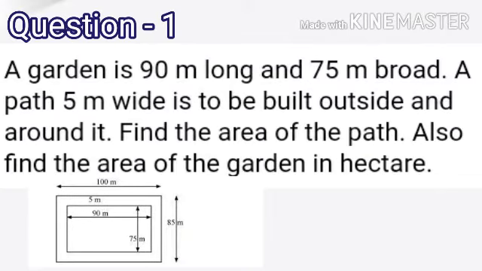Question 1. A garden is 90 meter long and 75 meter broad. A path 5 meter wide is to be built outside and around it. Find the area of the path. Also find the area of the garden in hectare.